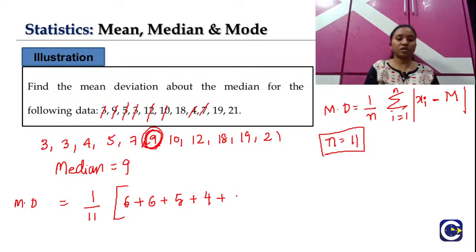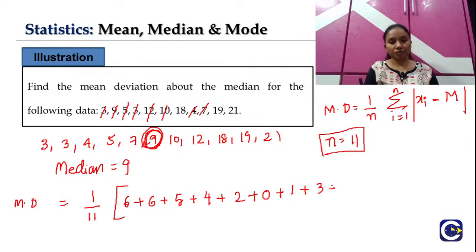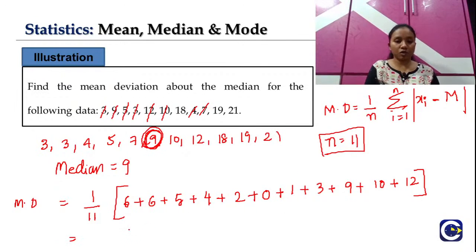7 minus 9, 2. 9 minus 9, it will be 0. 10 minus 9, 1. 12 minus 9, 3. 18 minus 9, 9. 19 minus 9, 10. 21 minus 9, it will be 12. So these are the absolute values where we have to find the sigma, that is the sum of all these terms.